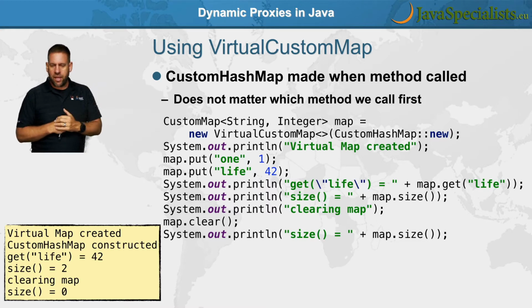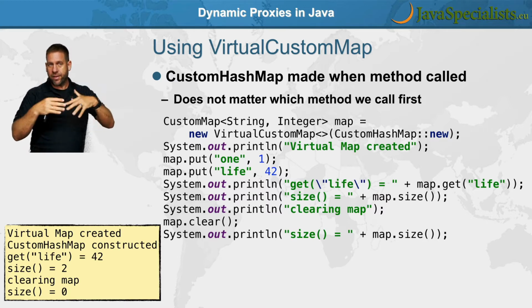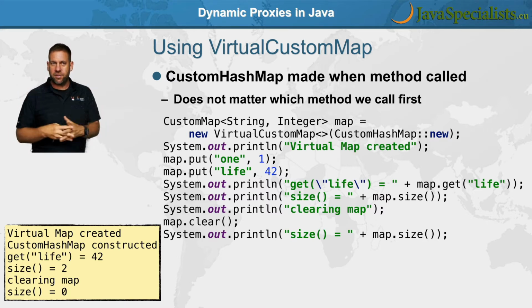And if we never use it, then it also doesn't cost us anything. So that's one of the beauties of this pattern, is expensive objects don't have to be constructed up front. We can do it only once we absolutely need it.